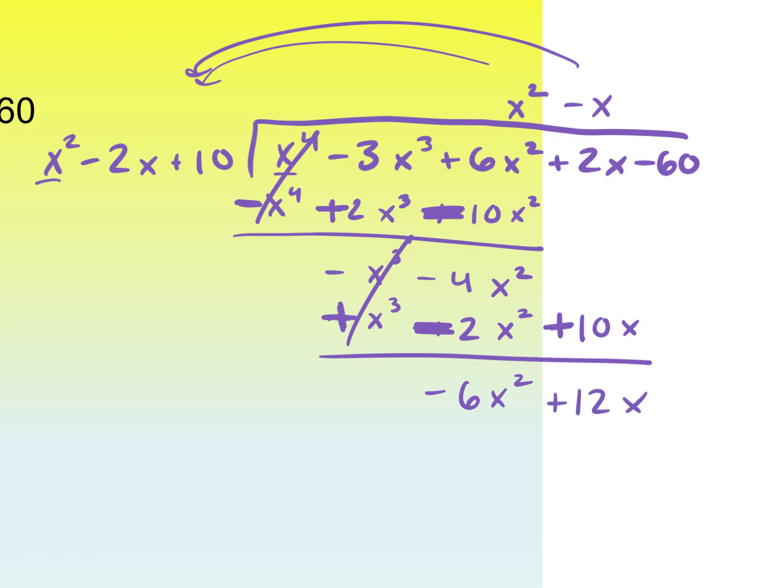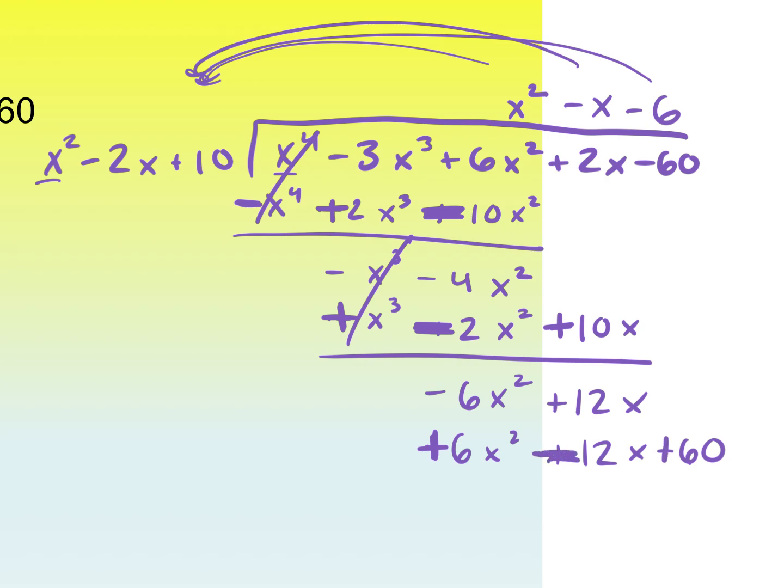The same thing, we're going to divide. Negative 6x squared divided by x squared. Negative 6. We're going to multiply negative 6 times everything out front, so negative 6x squared plus 12x minus 60. Change the signs and combine. 6x squareds cancel, 12x's cancel, and negative 60 plus 60 would be 0. So do we have a remainder? No. We knew that x squared minus 2x plus 10 was going to be a factor. So if you did this correctly, you will not get a remainder in this step. It will always divide in evenly.